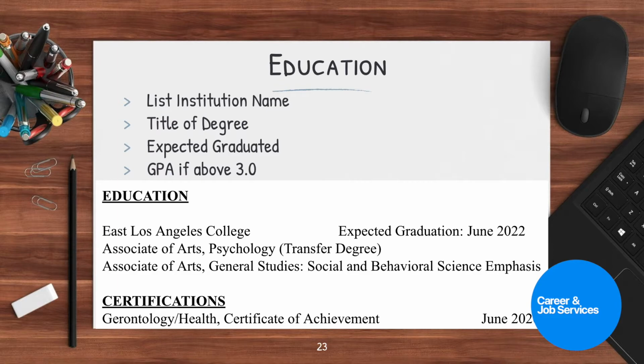Also, if your GPA is above a 3.0, go ahead and add the GPA. If you received or will be obtaining a skill certificate or certificate of achievement, go ahead and add that to your resume. It showcases your knowledge and skills in that field.